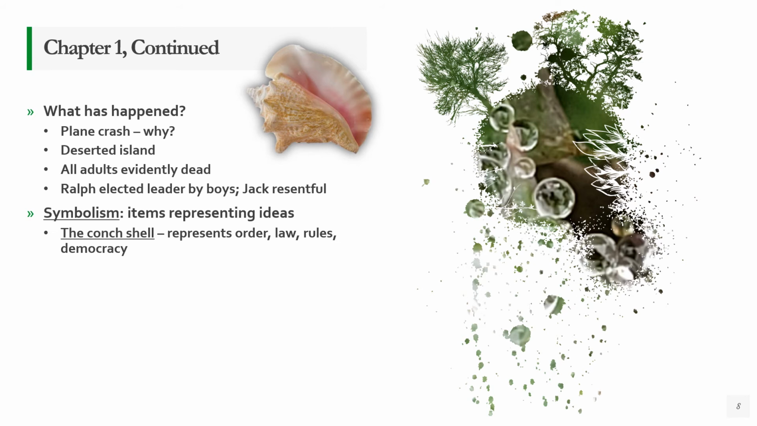But a conch shell in this particular case represents law, order, rules, some structure and form of government, okay, a democracy in this particular case, right, where everybody votes on who they want to be their leader, okay. So the conch shell is kind of this item that they all decide is going to be a symbol of power. Okay, it's a symbol of this order. Okay, to what these boys are experiencing.